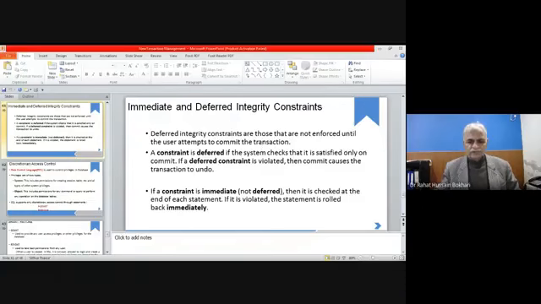enforced. If the constraint is immediate, not deferred, then it is checked at the end of each statement. If it is violated, the statement is rolled back immediately. So whenever any statement is executed, in immediate mode you have to check the constraints. But in deferred mode, you have to wait until the transaction is committed by the user.